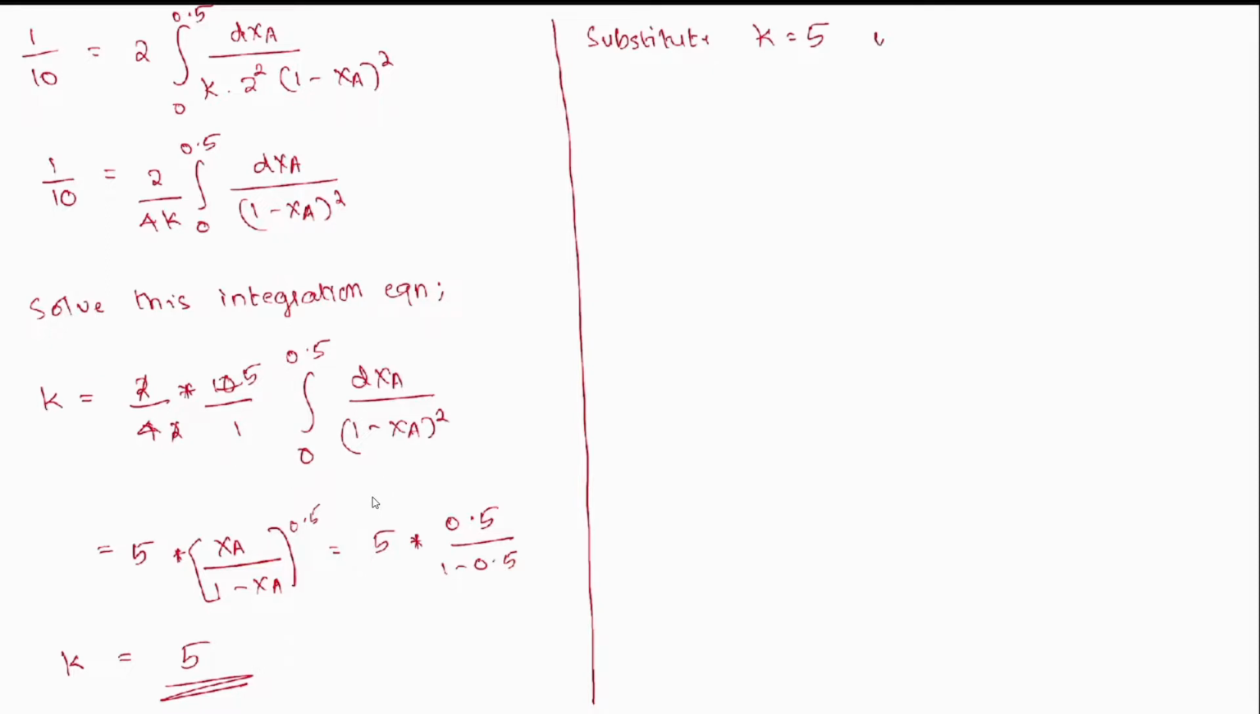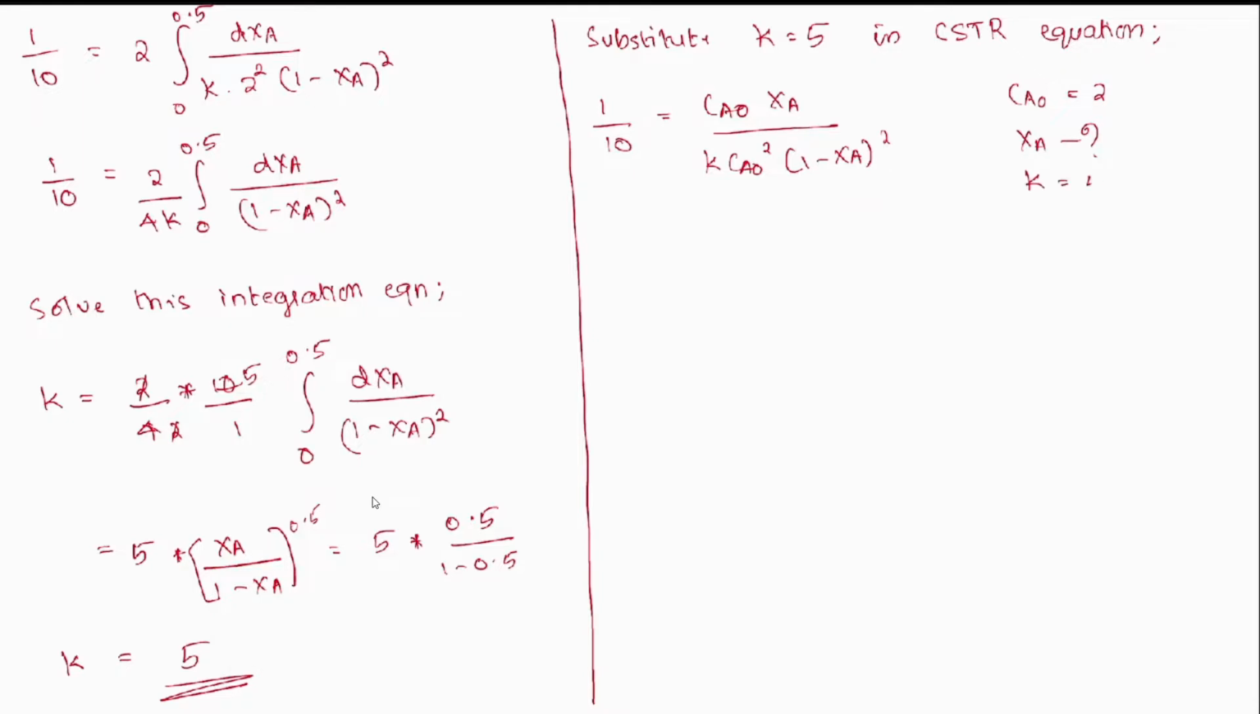Now substitute k is equal to 5 in the ideal CSTR equation. So the CSTR equation is 1 by 10 Ca0 into Xa by k Ca0 square into (1 minus Xa) the whole square. We had the values for Ca0. We just found out the value for k. Now all we have is the unknown Xa.